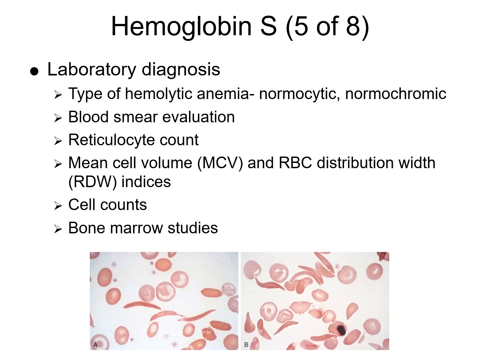For laboratory diagnosis of hemoglobin S, they will usually see normocytic and normochromic anemia, so they'll have normal size and hemoglobin content for their red blood cells, even though they do have anemia. For the blood smear, though, we're going to see the presence of sickled red blood cells, which look crescent or sickle shaped. If you look down at the pictures, you can see those sickle shaped red blood cells.